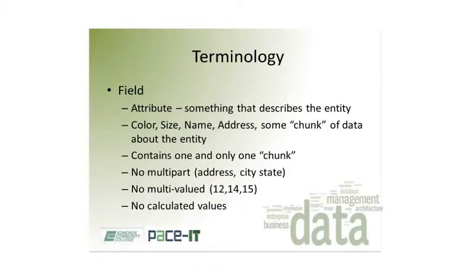Talking about a field or a column or an attribute, it's a chunk of data, a characteristic that describes the entity that it's associated with. So it could be, for instance, a product might have a color, a size. A person might have a name, an address, some chunk of data about the entity. And it contains one and only one chunk. Again, no multi-part values like address, city, and state being merged together, or multi-valued as a repeating group of comma-delimited values, as you can see, 12, 14, 15. And we're not going to store calculated values in our fields because we can construct them at runtime with a query. So when you do include calculated values, you're doing the thing called denormalization, and we'll talk about that at some length later on.